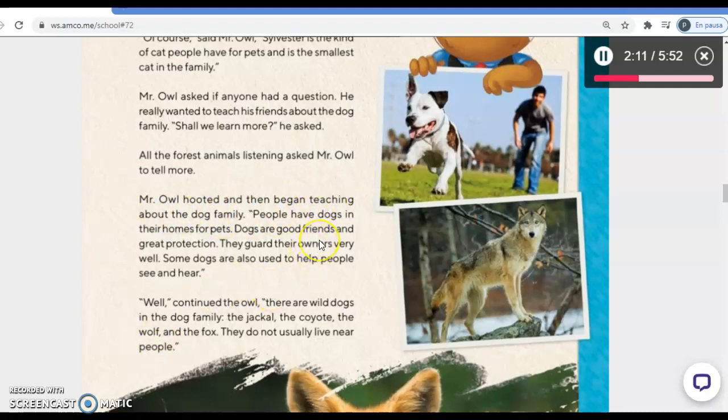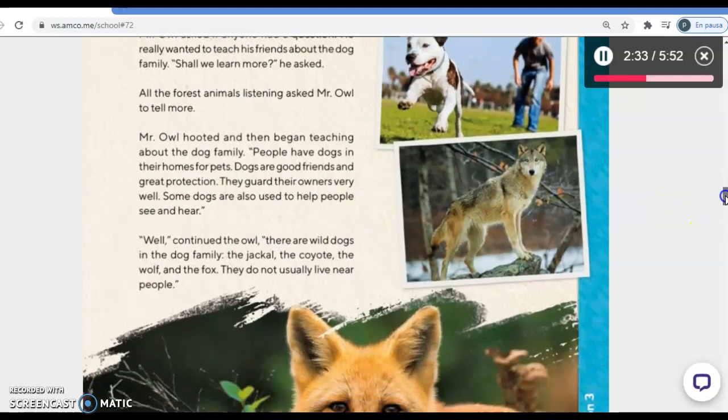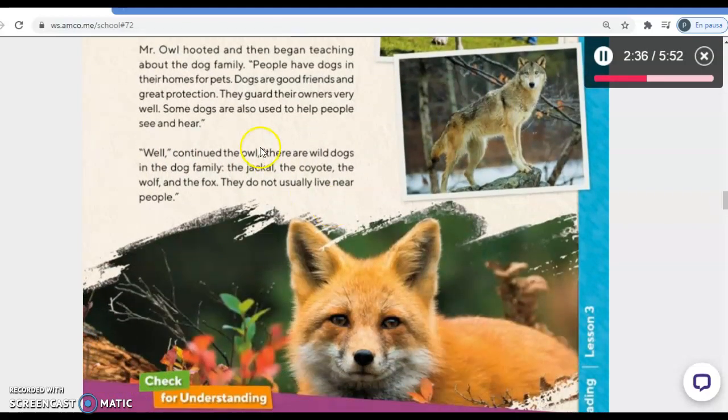People have dogs in their homes for pets. Dogs are good friends and great protection. They guard their owners very well. Some dogs are also used to help people see and hear. Well, continued the owl, there are wild dogs in the dog family. The jackal, the coyote, the wolf, and the fox. They do not usually live near people.